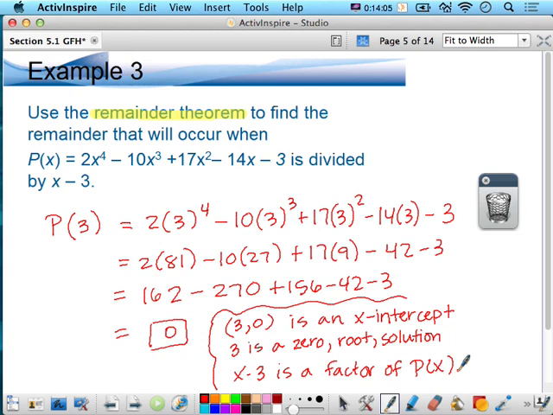So there's a lot going on in that problem. Okay, let's break for a minute and then we'll get started on the factor theorem and synthetic division.